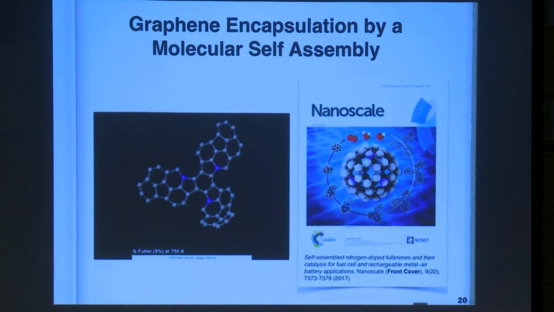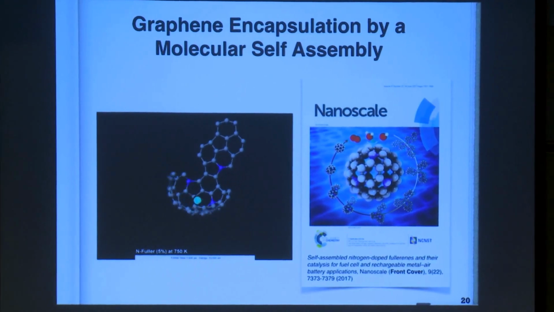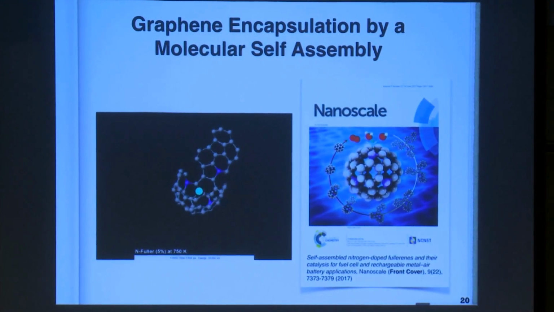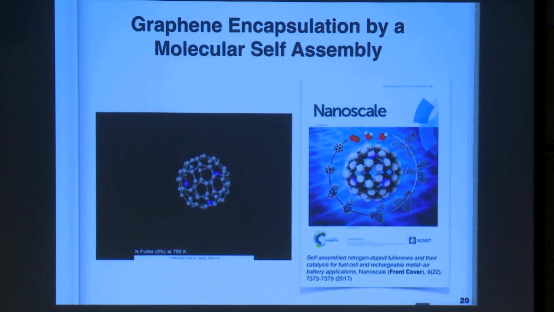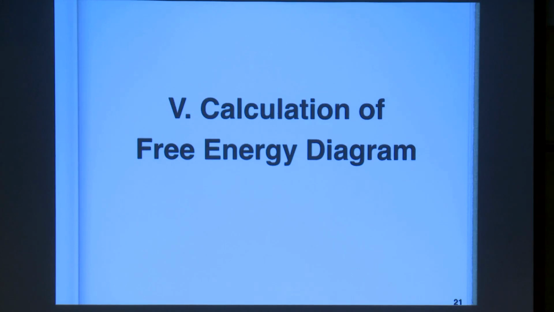We found out that a graphene fragment with doped nitrogen, 5% nitrogen doping, which they made by themselves, can be used for wrapping up the nanoparticles. This is a good way to design encapsulated nanoparticles.